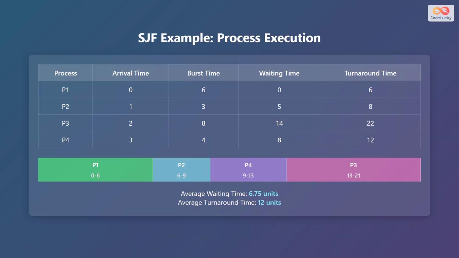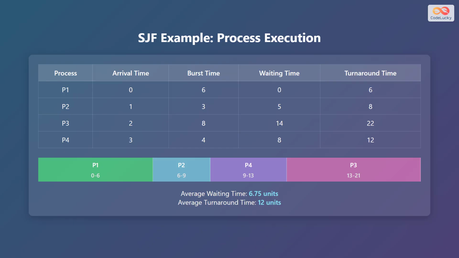Let's walk through an example of SJF scheduling. Here is a table of processes, arrival times, and burst times. The processes are named P1, P2, P3, and P4. The arrival times are 0, 1, 2, and 3 respectively. The burst times are 6, 3, 8, and 4 respectively. Using the SJF scheduling algorithm, the waiting times are 0, 5, 14, and 8 respectively. The turnaround times are 6, 8, 22, and 12 respectively.